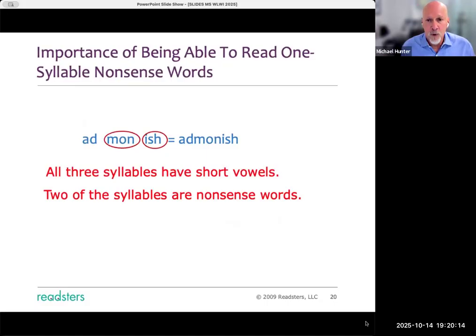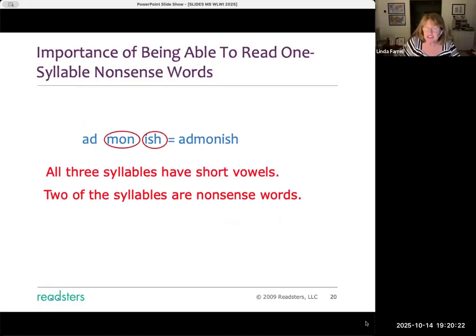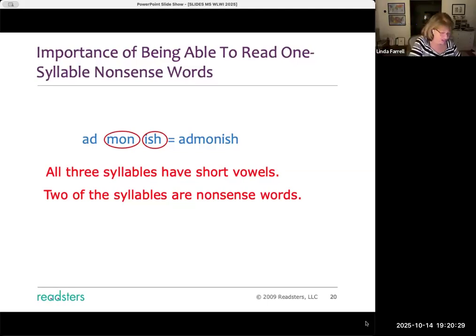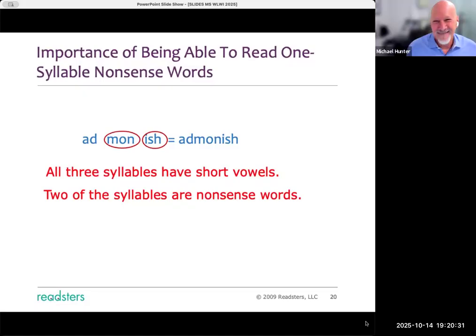Often we hear people complain, sometimes parents will say, why are you teaching my children to read nonsense words? We want them to read real words. Shoot, Michael. Well, teachers complain about that. I know that teachers do, but I was putting it on the parents.